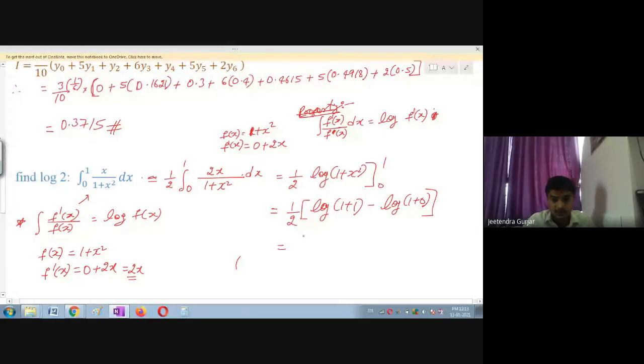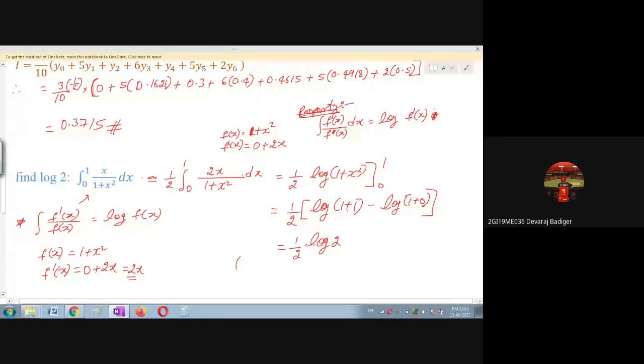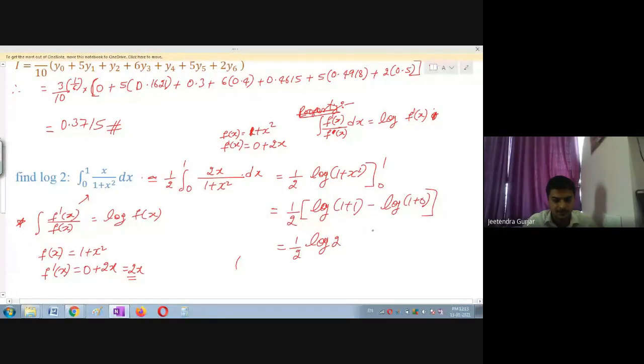You can just see this is going to be 1 upon 2 log of 2. So please remember log of 1 I will get here. Log of 1 is 0. So this is 0. I will leave that 0 term. Is it clear? Okay. So what I have calculated here, this is I. We have taken I is nothing but, I will write here I is nothing but 0 to 1 x upon 1 plus x square dx. So therefore I will take this term here.